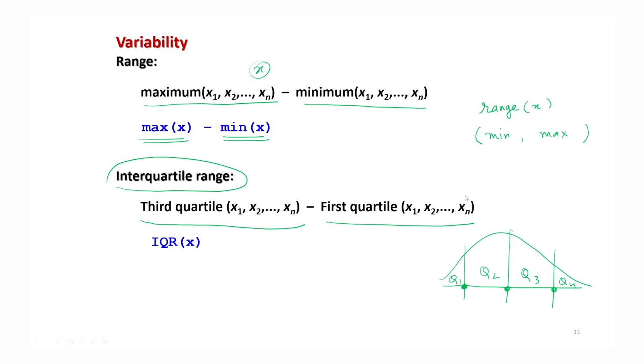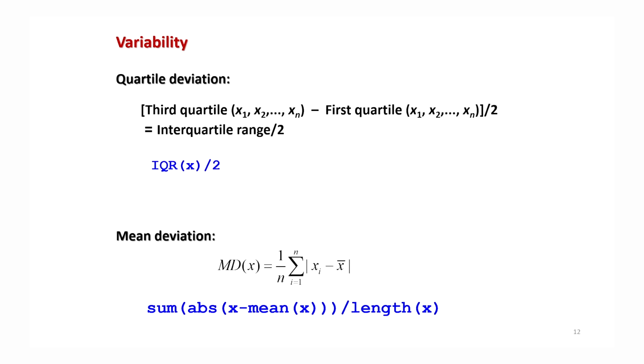Right. So this can be obtained in the R software directly by using the command IQR(x), but you have to be careful here. IQR, they are in the uppercase alphabets, right? And similarly, if you want to find out the quartile deviation, that is the half of the interquartile range, that is the third quartile minus first quartile divided by 2, and this can be obtained directly by IQR(x) divided by 2.